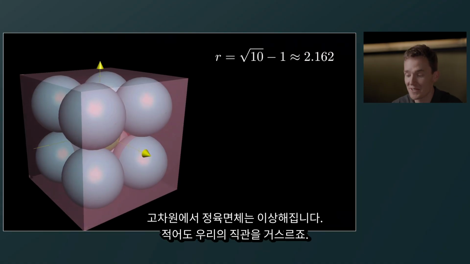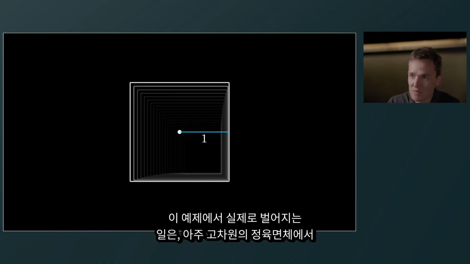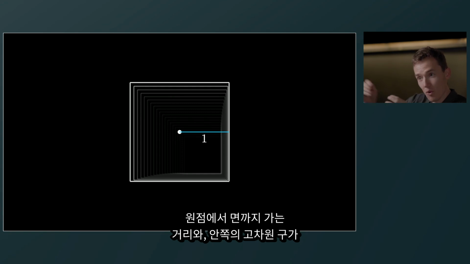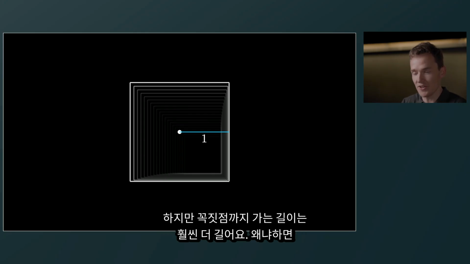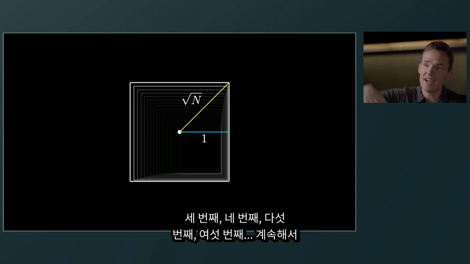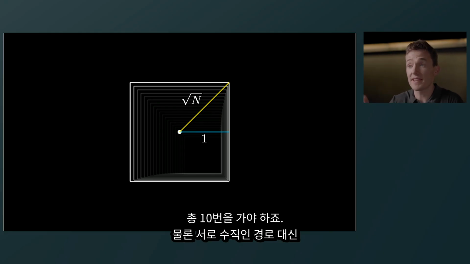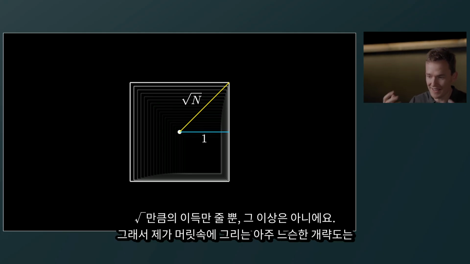At the very least, they defy our intuition. Because what's really going on with this example is we've got this very high dimensional cube where to get from the origin to the edge of it, that point that a high dimensional sphere on the inside could bounce outside of, let's say this is a 2 by 2 box, it's just going to be a distance 1 to get to the edge of that 2 by 2 box. But to get to the corner, that's actually a lot longer. Because up in 10 dimensions, to get to that corner, you've got to walk in your first dimension, then your second dimension, then your third dimension, then your fourth dimension, then your fifth, on and on and on 10 times. Now, even if you're not taking perpendicular steps and you take the shortcut to just go straight across, the shortcut can only get you so much. So it gets you a square root speed up, but not anything better than that.